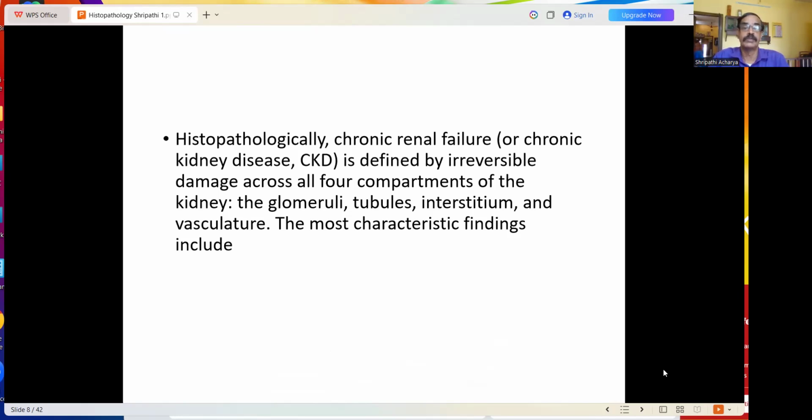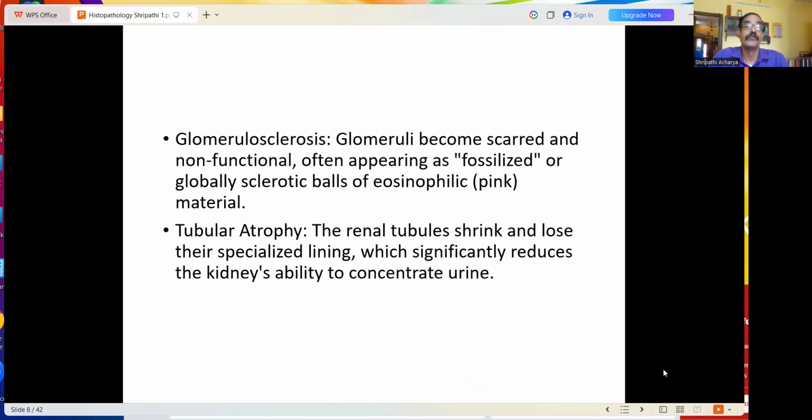The most characteristic findings include glomerulosclerosis. Glomeruli become scarred and non-functional, often appearing as fossilized or globally sclerotic balls of eosinophilic pink material. Tubular atrophy. The renal tubules shrink and lose their specialized lining, which significantly reduces the kidney's ability to concentrate urine.